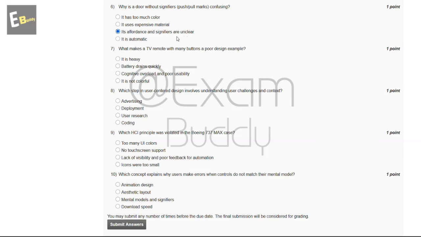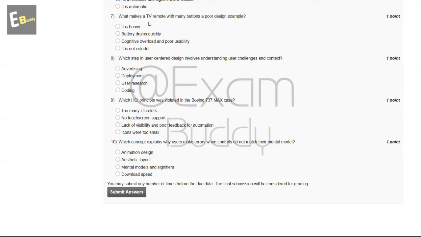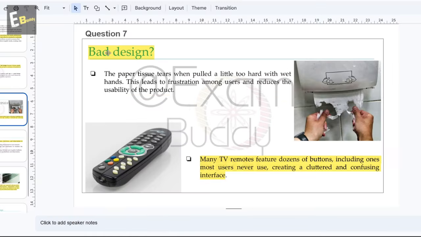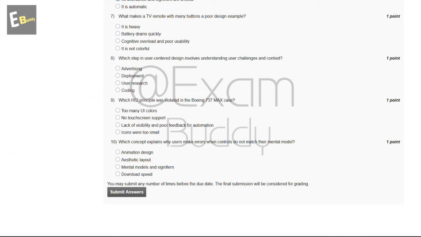And now let's go to our question number 7. What makes a TV remote with many buttons a poor design example? So these are the options. And now let's go to explanation. So explanation says bad design. Many TV remotes feature dozens of buttons including ones most users never use, creating a cluttered and confusing interface. So the answer of our seventh question is C. Cognitive overload and poor usability.